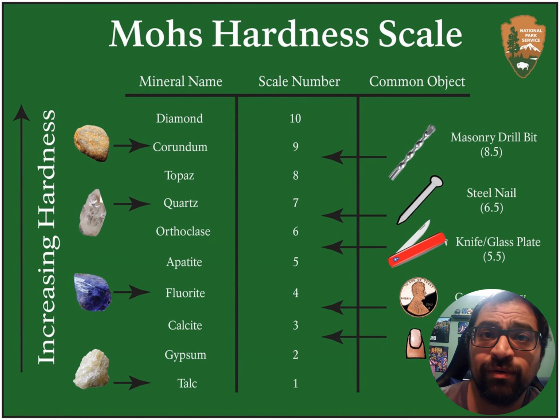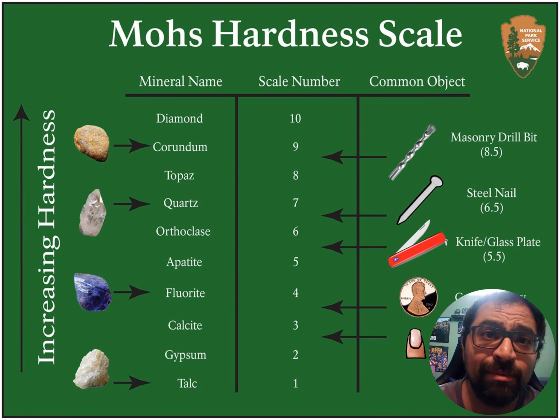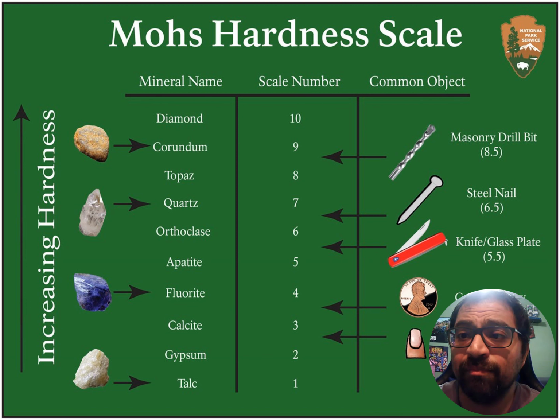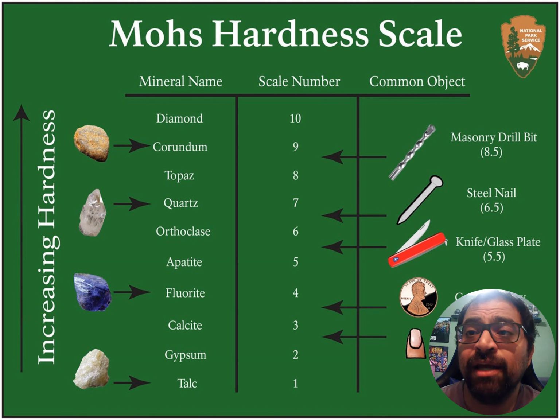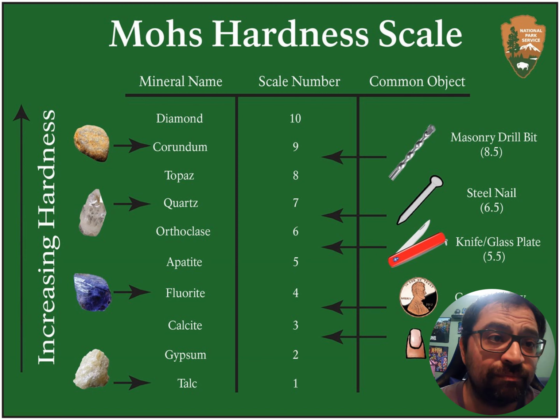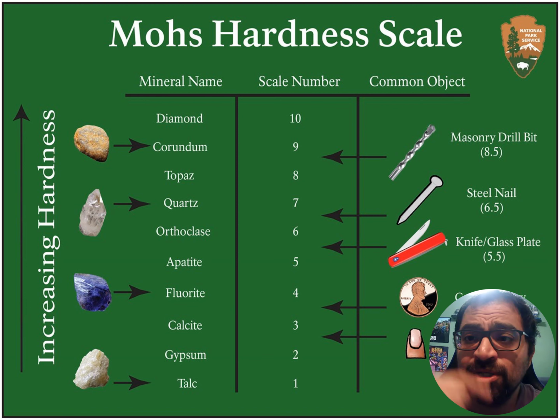If you're looking at the screen right now, over here you will see all these different minerals on one side of the graph. We have diamond being the hardest one, which is Mohs scale number 10, and then talc all the way down at the bottom being Mohs scale number 1. Then you have the common objects there. For example, a masonry drill bit is about 8.5, a steel nail is about 6.5, a knife or a piece of glass are about 5.5. You have your copper penny and your fingernail, right between about these different values that you see on the graph.